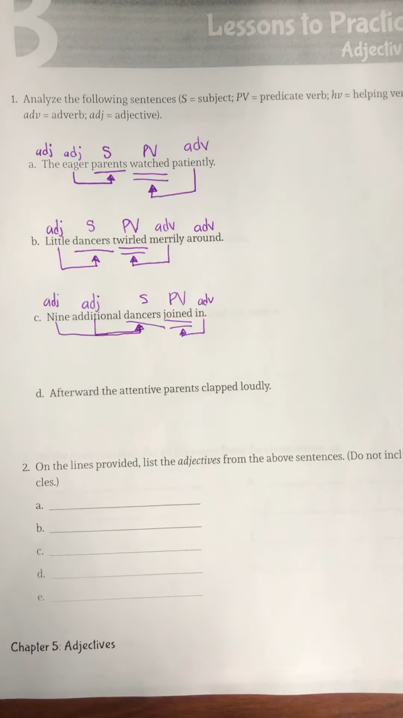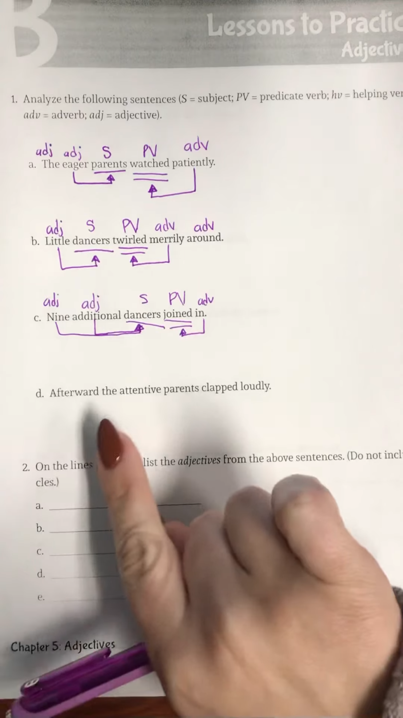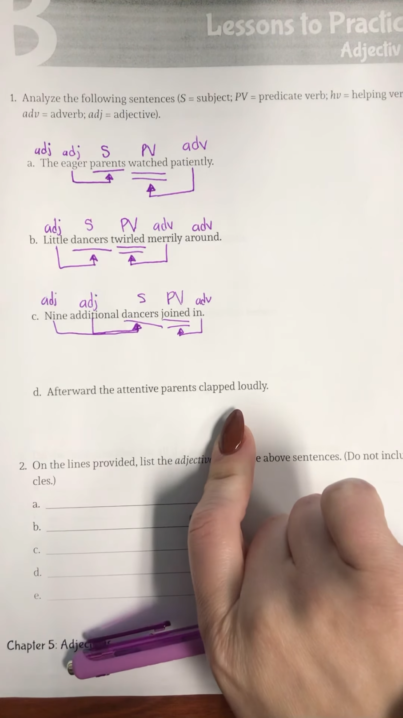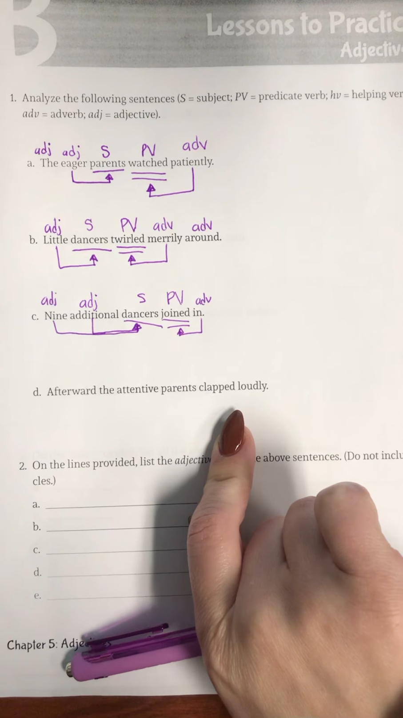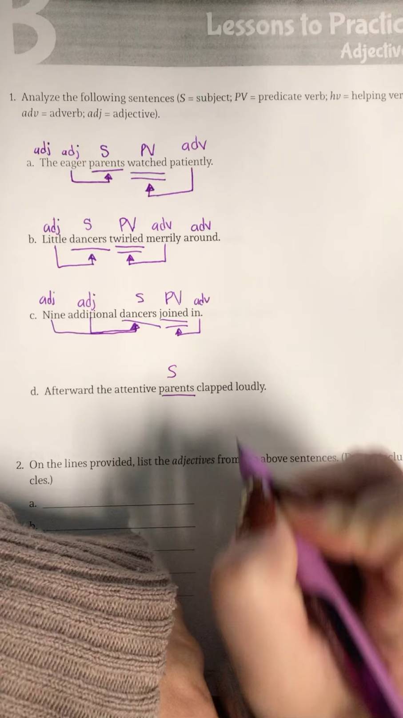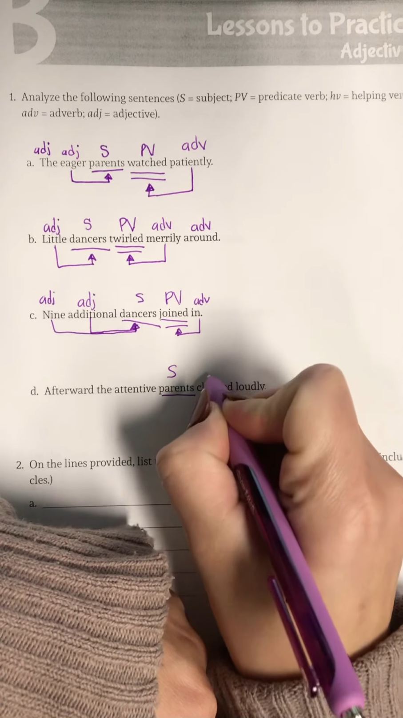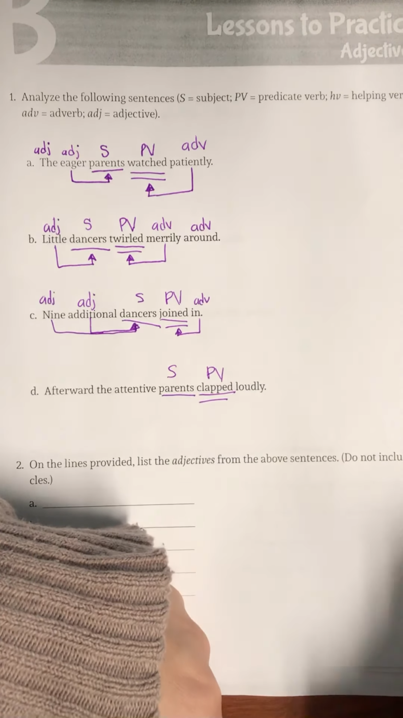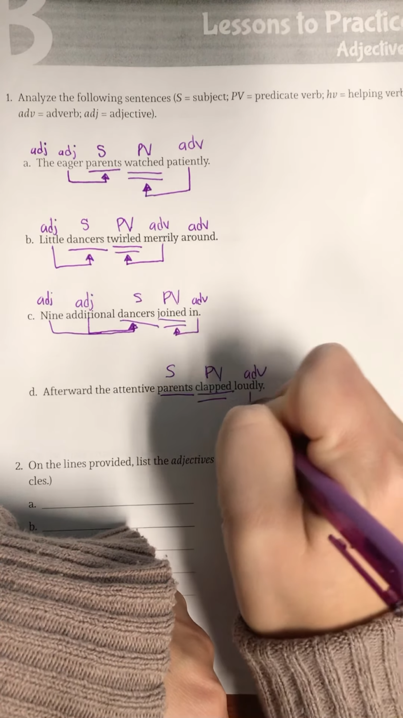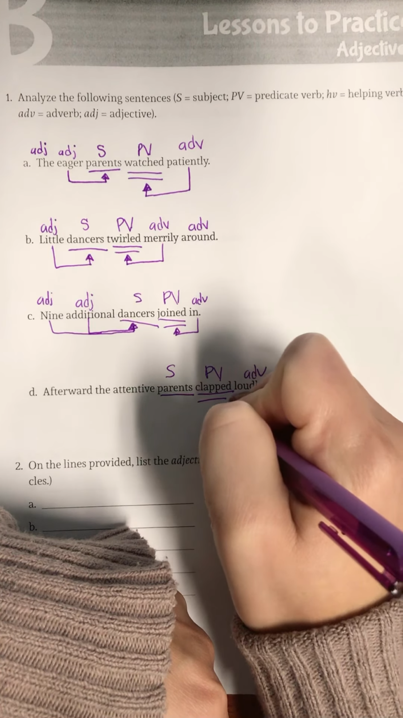All right, let's try one more. Afterward, the attentive parents clapped loudly. Well, who is my subject? What is my sentence about? It's about parents. What did they do? They clapped. How did they clap? Loudly. That's an adverb. They're telling me how they clapped.